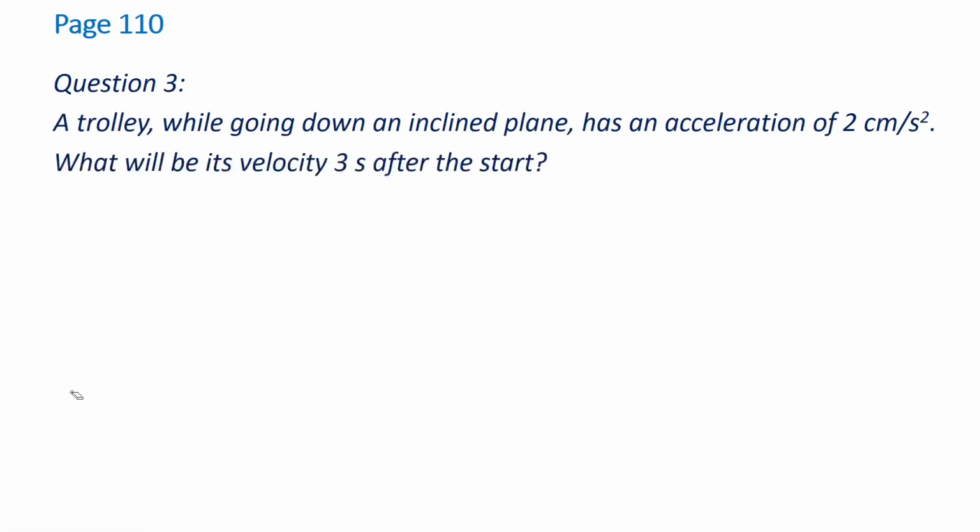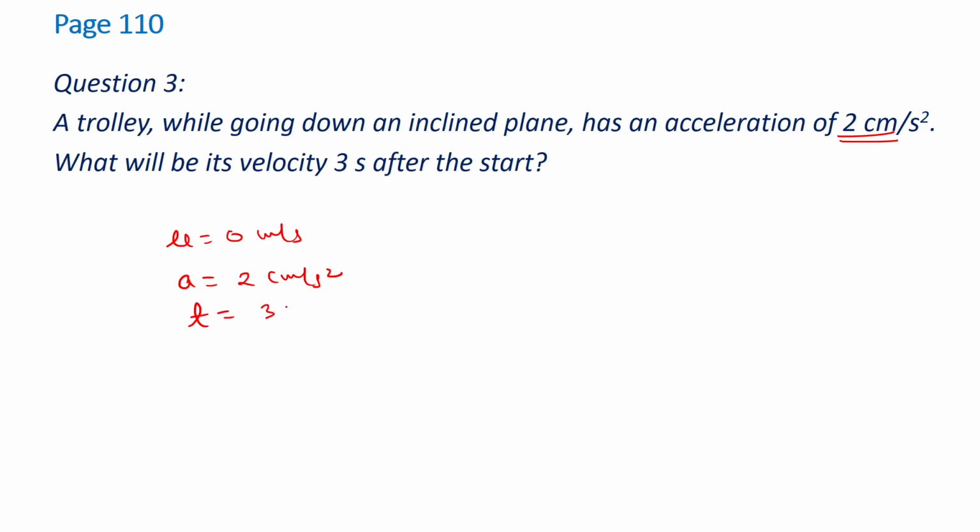Now let's move to the next question. A trolley going down an inclined plane has acceleration 2 cm per second squared. What will be its velocity 3 seconds after the start? We have to find the velocity after 3 seconds. It is going down an inclined plane, the initial speed is 0, and the acceleration is given in centimeters per second squared.